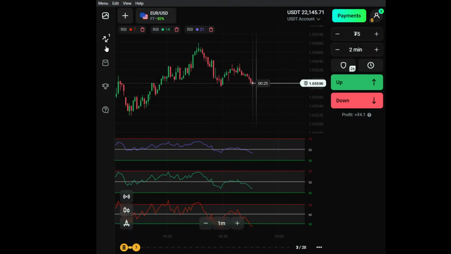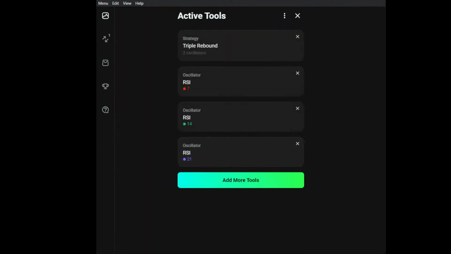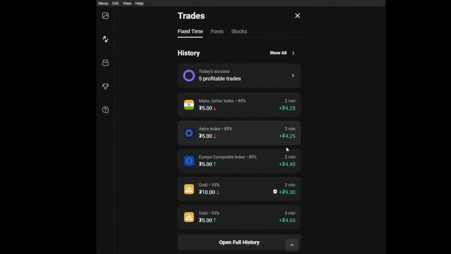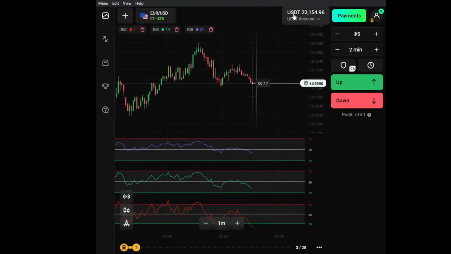Okay, but do you see over here? I mean, 4 trades we have made, and all the 4 trades are positive. Back to back, if we have 4 trades positive, that means the strategy is giving you a good signal, guys.